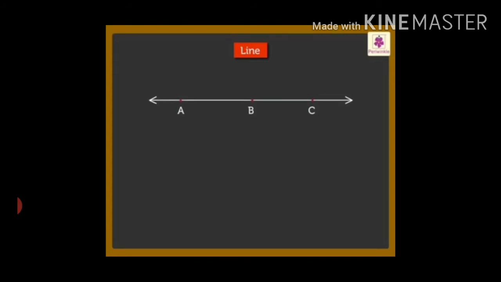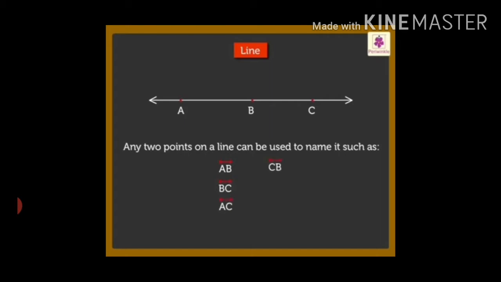Look at this line. Any 2 points on a line can be used to name it, such as line AB, line BC, line AC, line CB, line CA, or line BA. Now, look at this line. We can also name and read the line by a single small letter. For example, line L.